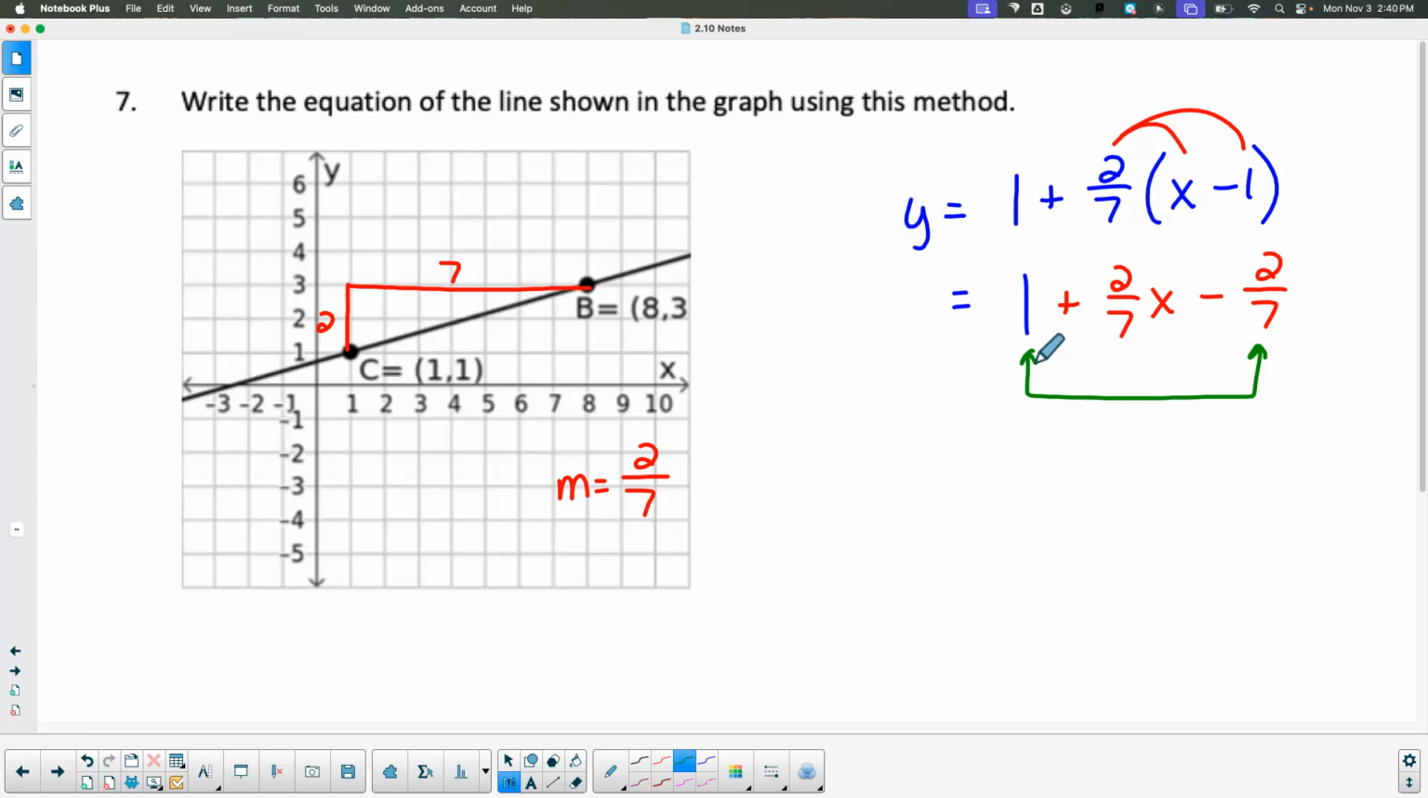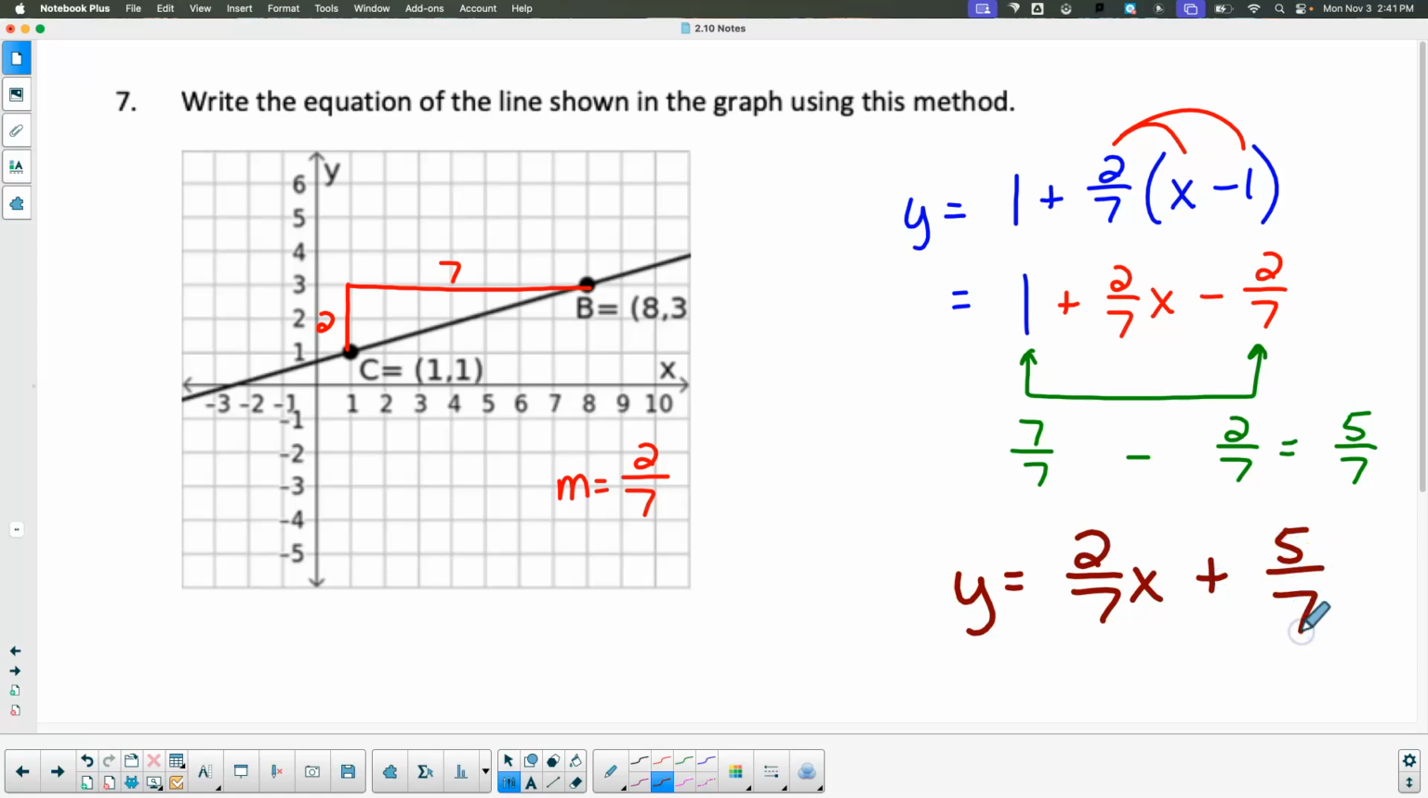If I want to combine those two terms, what do we have to have? Common denominators. So what is 1 in terms of sevenths? 7 over 7. Then we're minusing 2 over 7. That gives us 5 sevenths. So this gives me y equals 2 sevenths x plus 5 sevenths. Notice what isn't in this problem. Whole numbers. Decimals. Okay? Leave stuff in fraction form. The sooner that you embrace the fractions, the easier your math life will be.